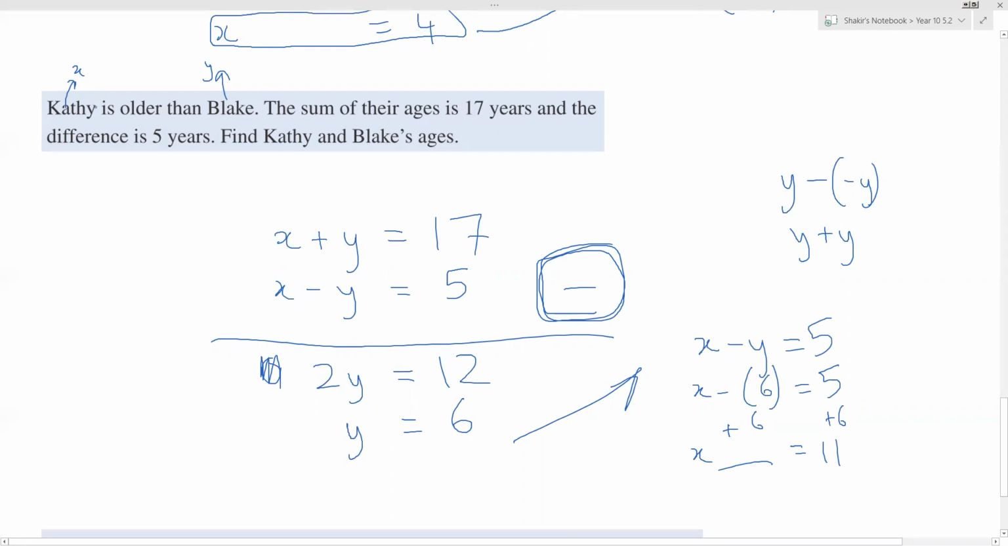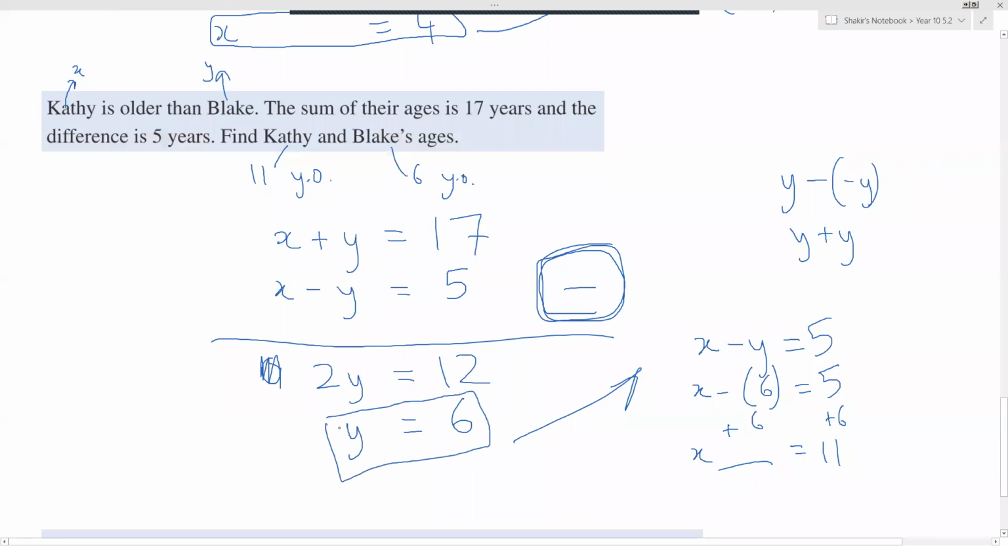X was Kathy's age. Kathy is 11 years old. What about Blake? Well, the difference in their ages is 5 years, so Blake must be 6 years old. And look, oh, actually, we've already done that. Yeah, Y is 6, X is equal to 11. So yeah, we've already done it. Even if you didn't, as soon as you found Y is 6, we found Blake was 6 years old. We know the difference is 5 and Kathy's older. You can deduce X is 11 without really doing the algebra. But anyway, it does work out.